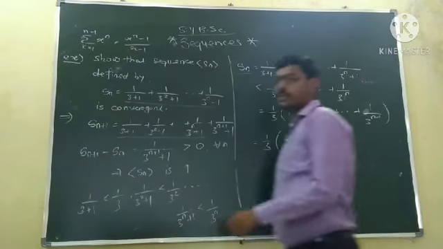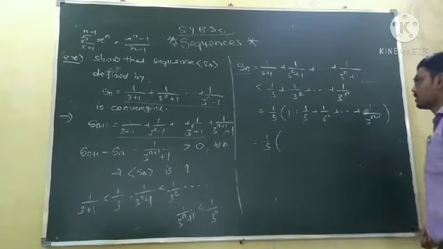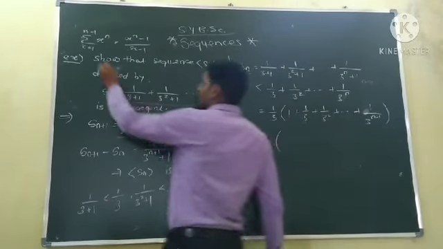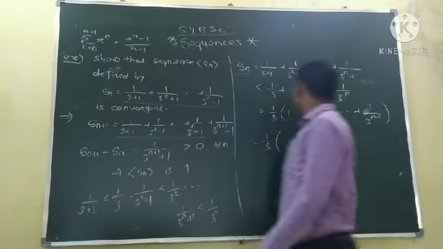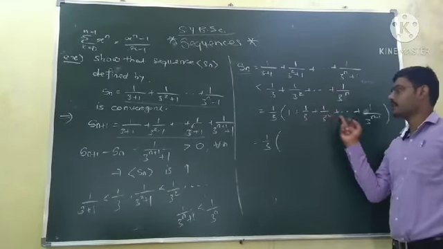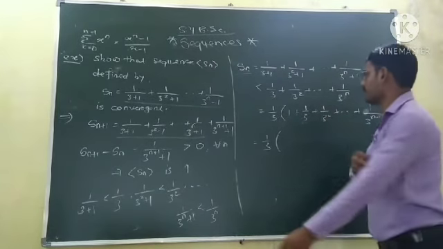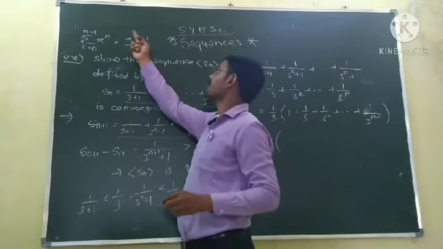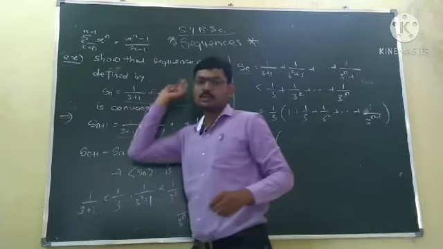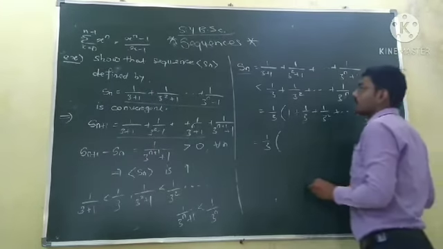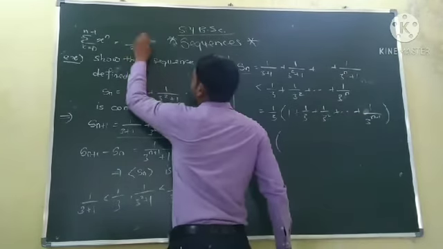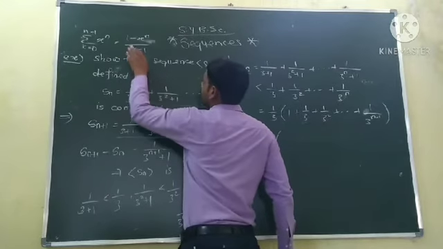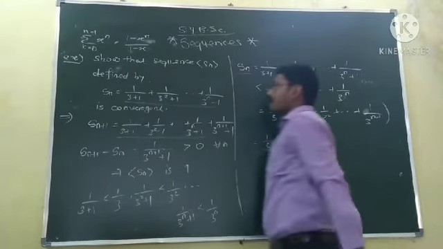Okay, we know the formula. Summation k equal to 0 to n minus 1 of the series, where x is equal to 1 by 3. So this becomes, or we can write it also as, 1 minus x to the power n upon 1 minus x. Okay, we can write also that. So this is also equal to 1 minus x to the power n upon 1 minus x.